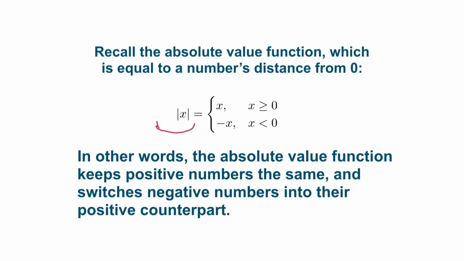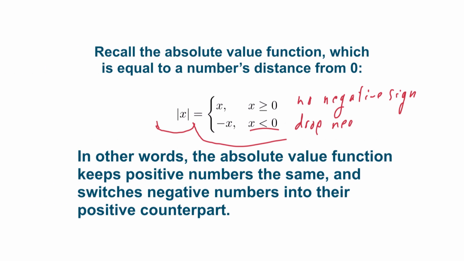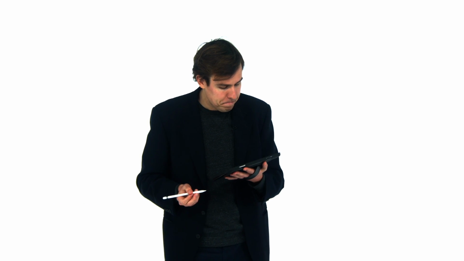I have here that the absolute value of x is equal to x if x is greater than or equal to 0. So this is the case where there's no negative sign. And in the case where there is a negative sign, when x is less than 0, we drop the negative sign. Right? So the idea is that if I have a negative number and I hit it with another negative sign, it goes back to being positive. So just a simple way to write out the definition of this.